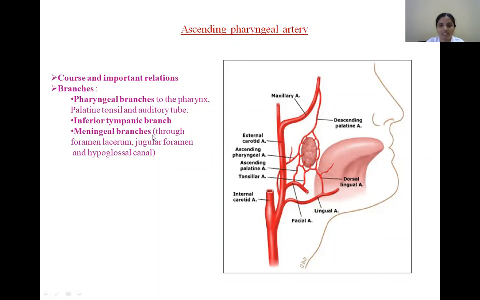Then meningeal branches. So the meningeal branches taking origin from this ascending pharyngeal, passing through foramen lacerum, jugular foramen, and hypoglossal canal. So they are supplying the dura of the middle and posterior cranial fossa.